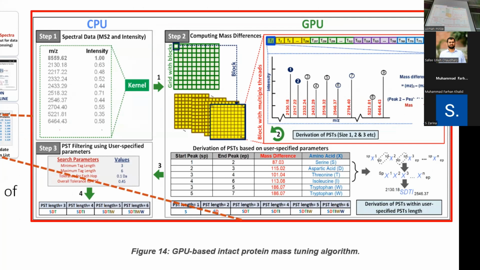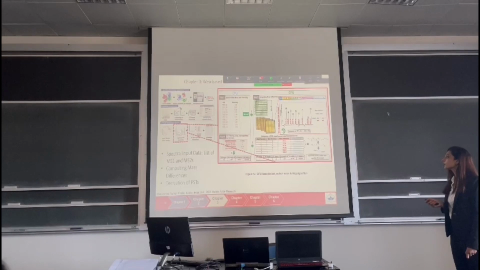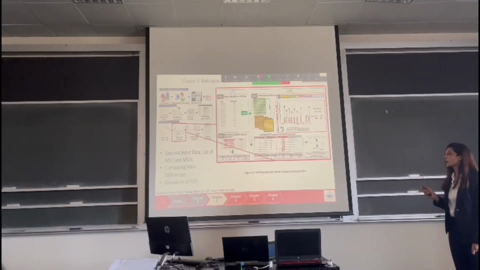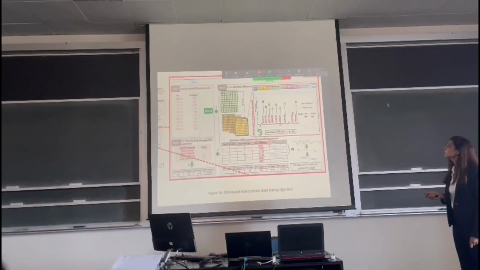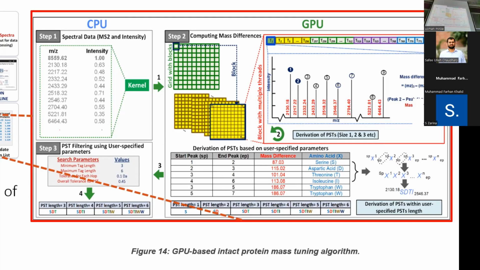What is MS2? M over Z? Mass to charge ratio. Yes, mass to charge ratio. And then intensity of what? What intensity is coming out? Intensity of that spectral peak that has been observed within the mass, based on mass to charge. Yes.